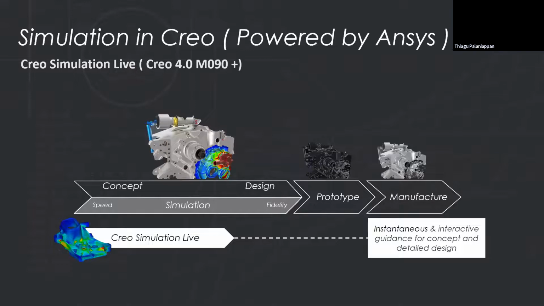It's mainly meant as a directional tool. So it's more for some quick feedback as I'm making changes, right? I want to do some what-if scenarios and get some direction as a designer or as an engineer if I'm going in the right direction. That's really what Creo Simulation Live is meant to be, right?